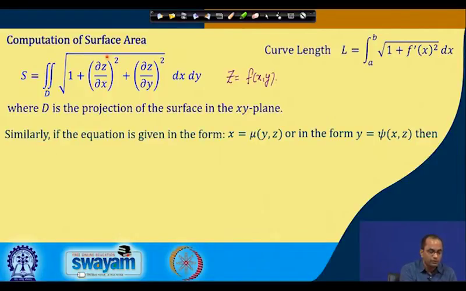Because this equation we have formulated when the function was given as z is equal to a function of x y, we should note that the partial derivatives were taken with respect to x and y, which was natural. For instance, if the function is given like x is equal to mu of y z, or y is equal to psi of x z, in that case, the formula will change obviously. So, in this case, for x equal to a function of y and z, the partial derivatives with respect to y and z will appear, and this domain will be the projection of the surface in the yz plane.